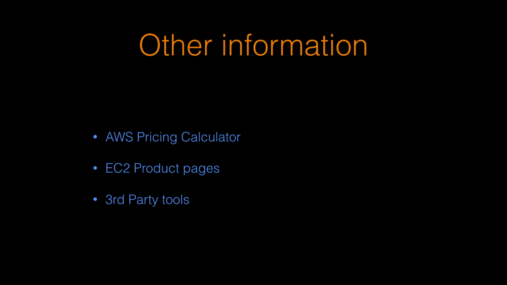Also today I'm going to cover some other information. This is the first video where I've talked about the AWS pricing calculator, which will become quite handy for you. I'm going to talk about EC2 product pages. So these are basically just the pages that describe the EC2 product and the pricing. Also, I'm going to demonstrate a third-party tool that you can use to help you right-size your EC2 instances.